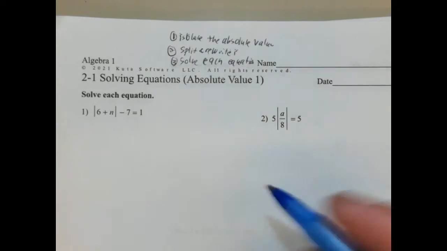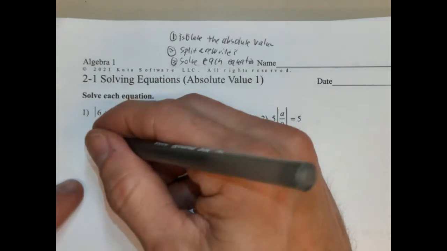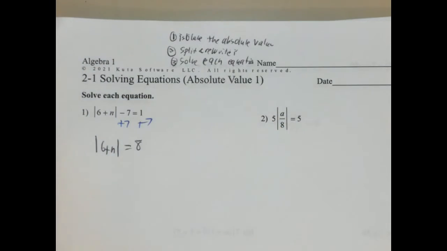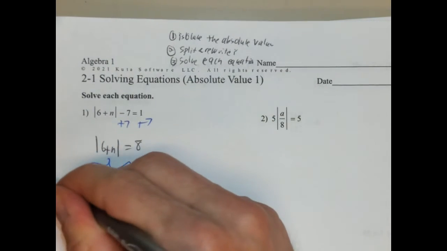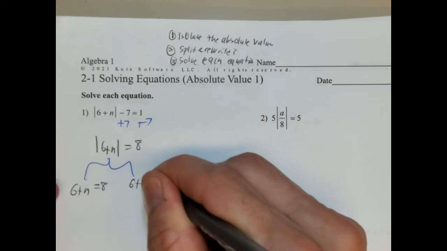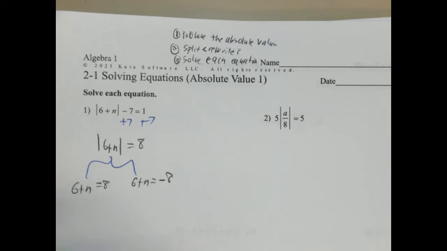First thing we do is isolate the absolute value. So we're going to get rid of this negative 7 by adding 7 to both sides. That's going to give us the absolute value of 6 plus n is equal to 8. We then split this and rewrite it: 6 plus n is equal to 8, and 6 plus n is equal to negative 8. When you write it the second time, you change the sign of the number outside the absolute value.